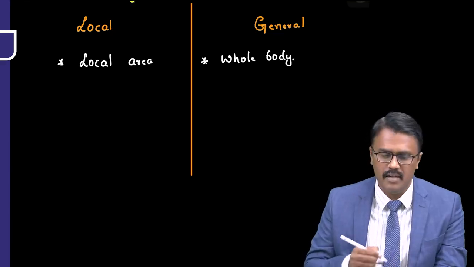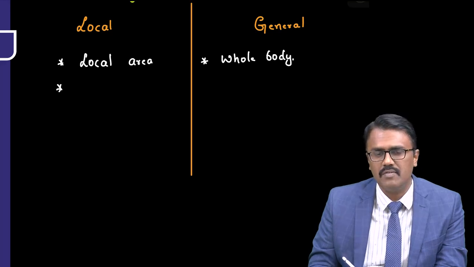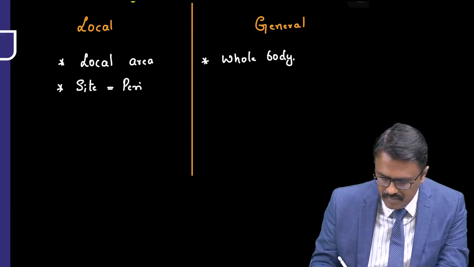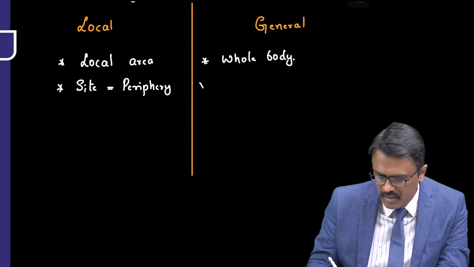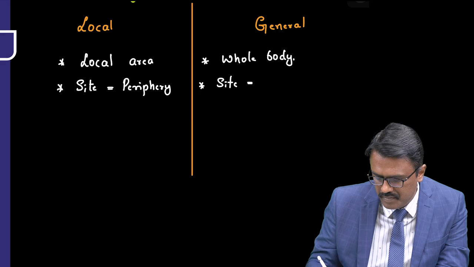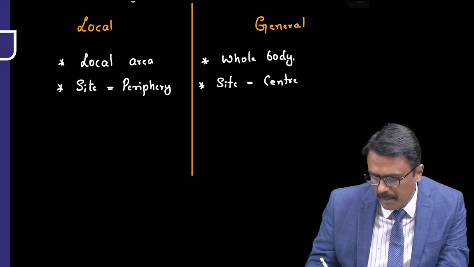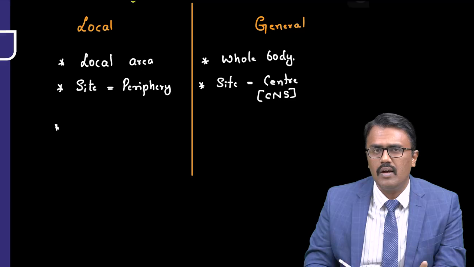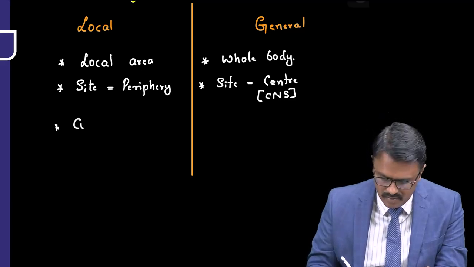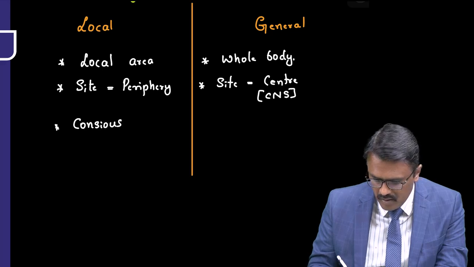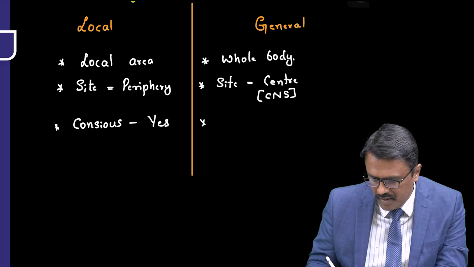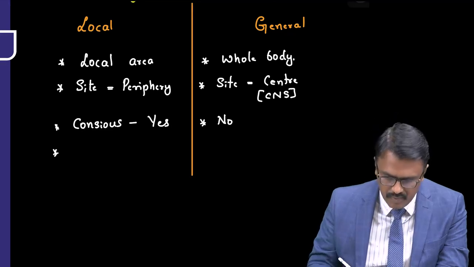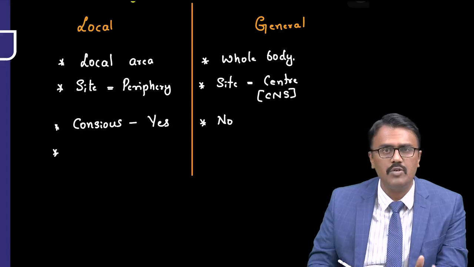That's the difference. Second important point, what is the site of action of the drugs? In local anesthesia, the site of action of the drugs is in the periphery. Here, in general anesthesia, the site of action of the drug is in the center, that is in the brain, CNS. The next important thing is, will the patient be conscious? Yes, the patient will be conscious when you are using local anesthesia, but he will not be conscious when you are giving general anesthesia.